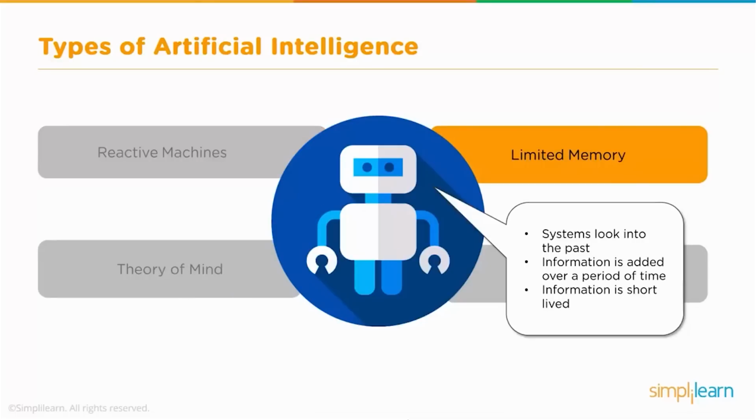Limited memory. Another form of artificial intelligence. Systems look into the past. Information is added over a period of time and information is short-lived.